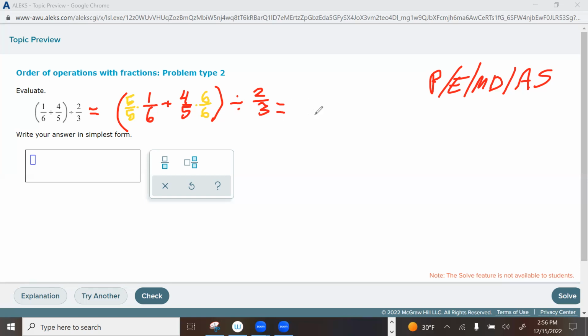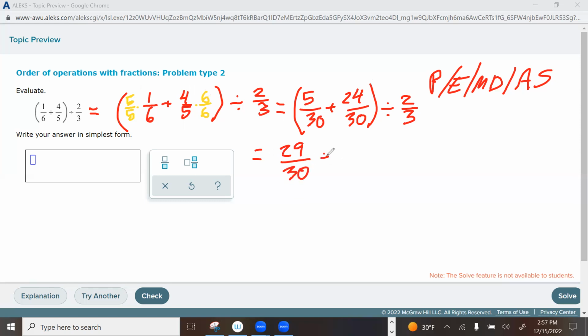Okay, so this right here is going to give us 5/30ths. And this right here will give us 24/30ths. And again, the divided by 2/3, I'm not doing anything with that yet. So 5/30ths plus 24/30ths is 29/30ths. And at this point, I could get rid of the parentheses because there's no reason to have them. However, if you leave them in, it's okay. Not a big deal.